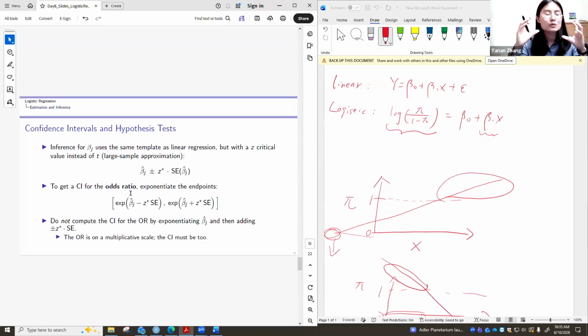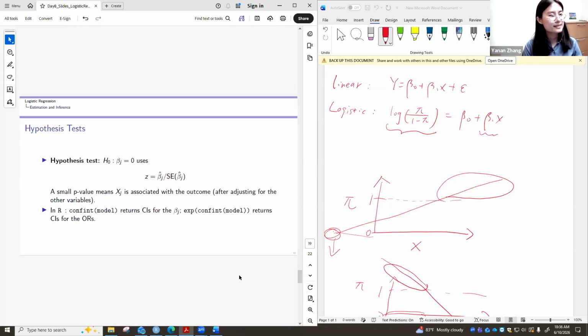Okay, always do the calculation on the log odds scale, then transform to other scales, whether it's the odds ratio or the probability. We need to keep that in mind because otherwise it's wrong. For example, we cannot calculate the confidence interval for the odds ratio by first taking the exponential of beta j and adding the z value times the standard error of the exponential of beta j. That's wrong.